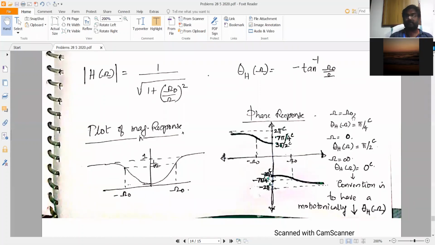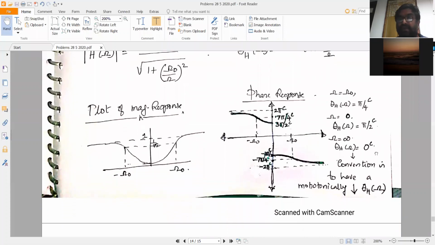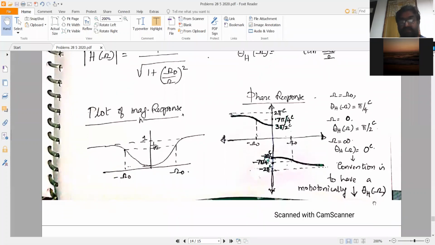At omega equal to omega 0, theta h is equal to pi by 4 radian. At omega equal to 0, theta h is equal to pi by 2 radian. And at omega equal to infinity, theta h is equal to 0 radian. Now, since the convention is to have a monotonically decreasing phase response, which means that the phase response should decrease from the left to the right. So that's the convention. Whereas if you draw this, the phase response would not be monotonically decreasing.